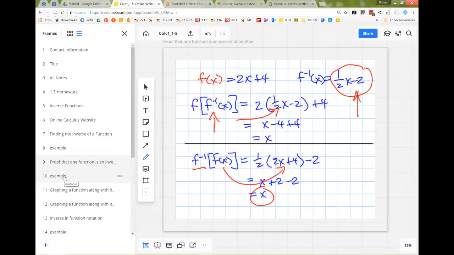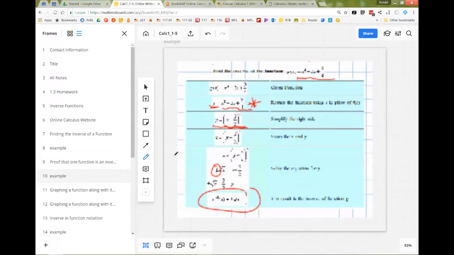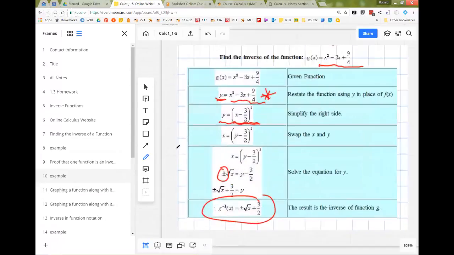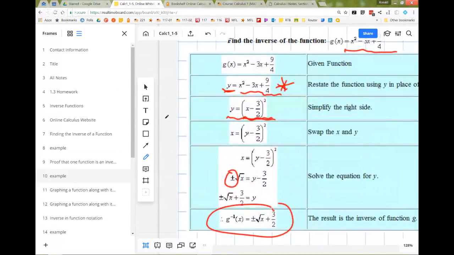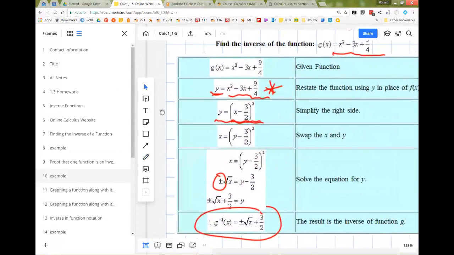Okay, let's do another example. Make that a little bit bigger. This time our function is a little more complicated. It's g of x equals x squared minus 3x plus 9/4. The first thing we do is replace g of x with a y. All right, now swap the x. Well, first of all, I rewrote this x squared minus 3x plus 9/4.